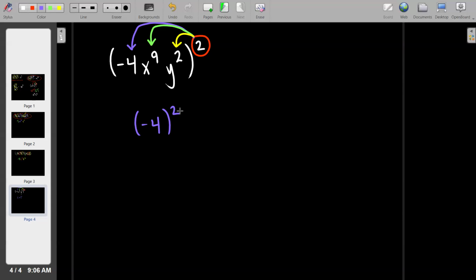Someone in this class asked the question the other day, why did I put that in parentheses? And the answer is because the 2 is squaring the negative and the 4. They are presumed to be a team in this case. And so the -4 gets squared as a package deal. The second one, the green one, is going to say x to the ninth being raised to another power of 2. And the yellow one is going to say y to the power of 2 being raised to a new power of 2.